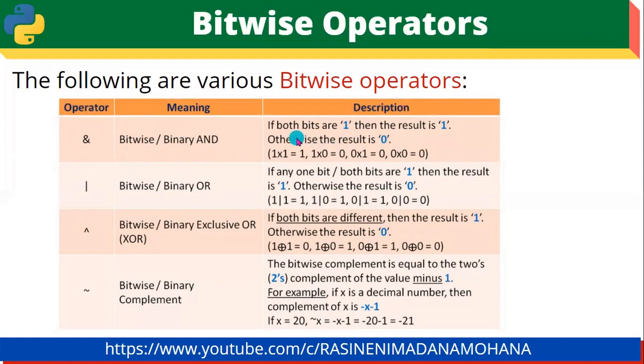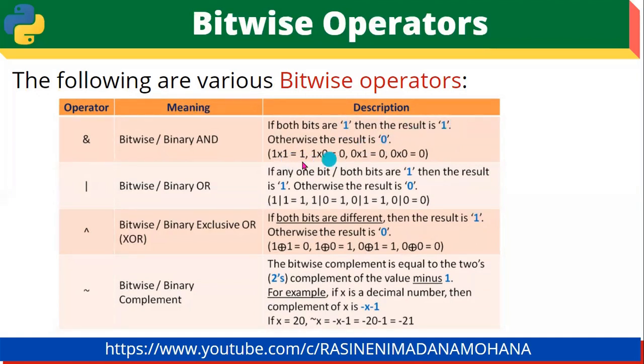So in bitwise or binary AND, if both bits are 1, then the result is true. As with the logical AND operator, the values are similar, but in place of true and false, here we take bits. So 1 corresponds to true, and 0 corresponds to false. That is the major difference here. If both bits are 1, that means the first operand bit and the second operand bit, if both are 1, then the result is 1. Otherwise, the result is 0.